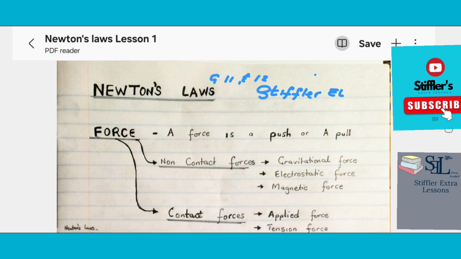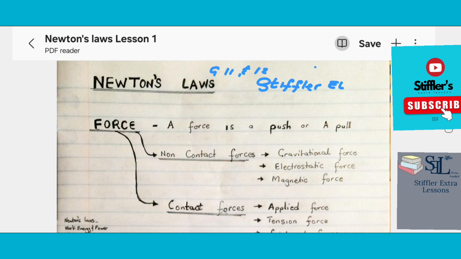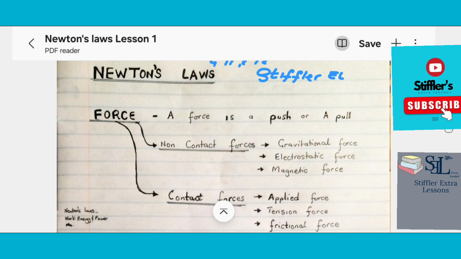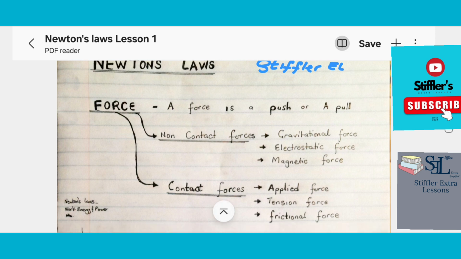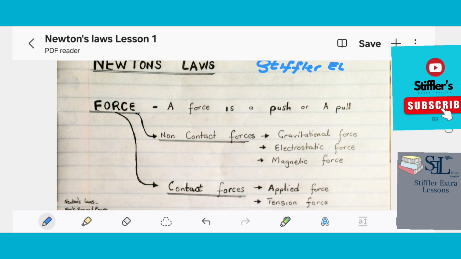So obviously, the first thing you need to understand is what a force is. Since in this topic we'll be dealing with forces a lot, you need to master or understand what a force is. A force is basically a push or a pull. If you have an object and you push or pull that object, you've applied a force. So this is a push or a pull, right?